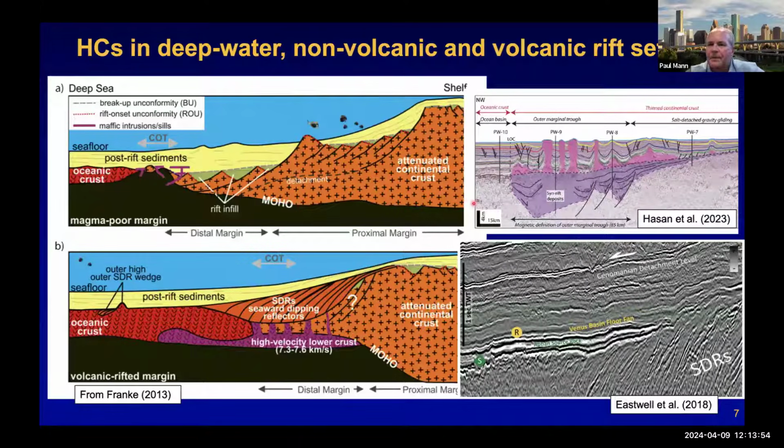So if we look at some areas here, this is the Gulf of Mexico, we see non-volcanic, we see a lot of sediments, we see salt, we see a breakup unconformity, but none of these type features are obvious, at least at this scale.